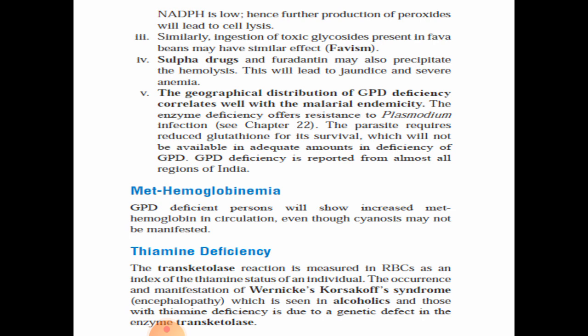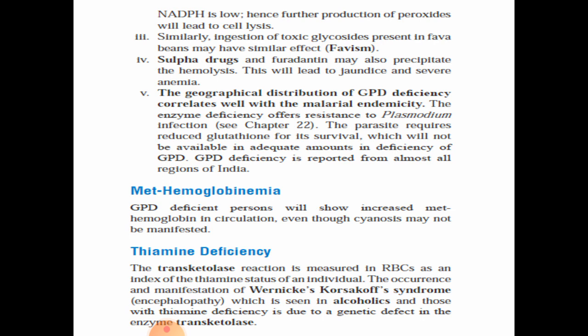Next is methemoglobinemia. G6PD-deficient persons will show increased circulating methemoglobin. Then thiamine deficiency: thiamine is required for transketolase activity. So whenever there is a thiamine deficiency, transketolase activity will be lower. The transketolase reaction is measured in RBCs as an index of the thiamine status of an individual.